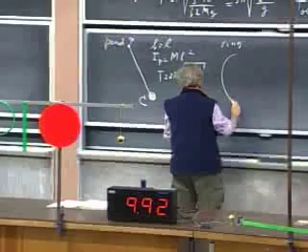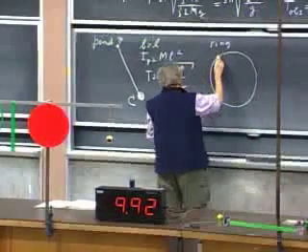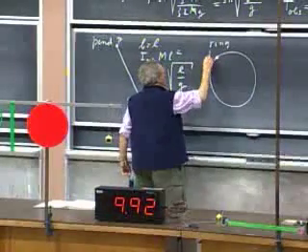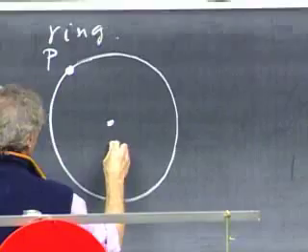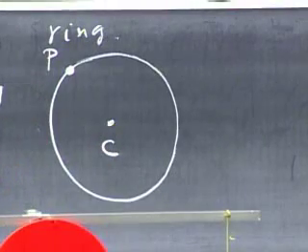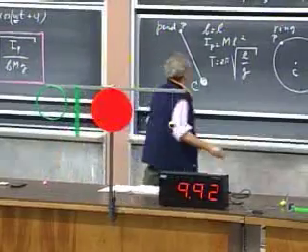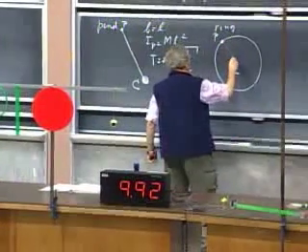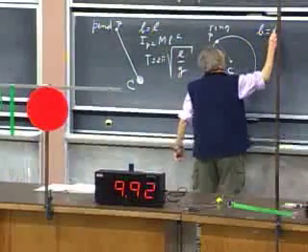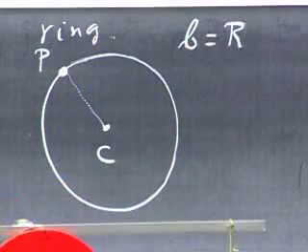This is the ring. Pivot about point P here. Here is the center of mass, right in the middle of nowhere. Right here is the center of mass. And so the distance B is the radius of the ring.